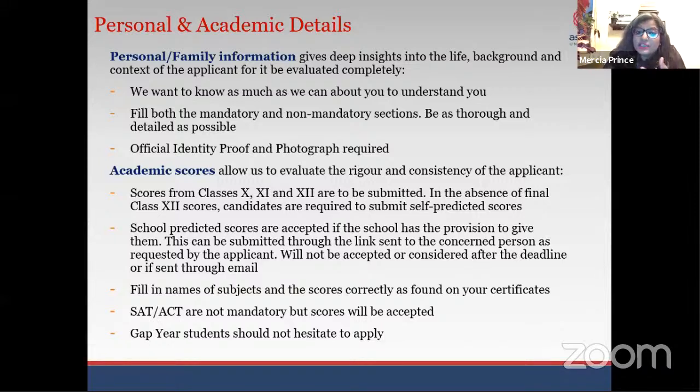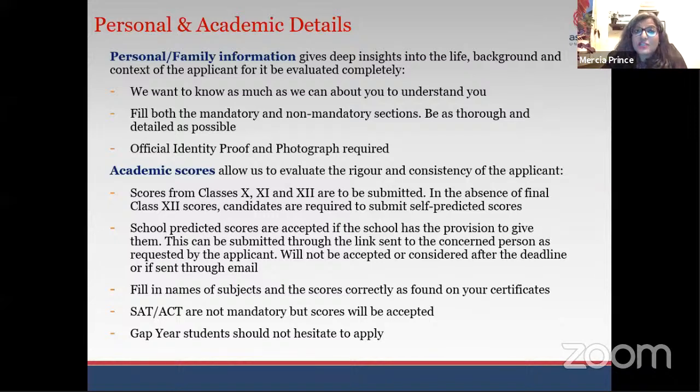So moving on very quickly to the academic scores. The academic scores allow us to evaluate the rigor and consistency of the applicant, right? We want to know, how have you been engaging with your academics? How rigorously have you been engaging? How consistent have you been? So we ask for scores from class 10 onward.